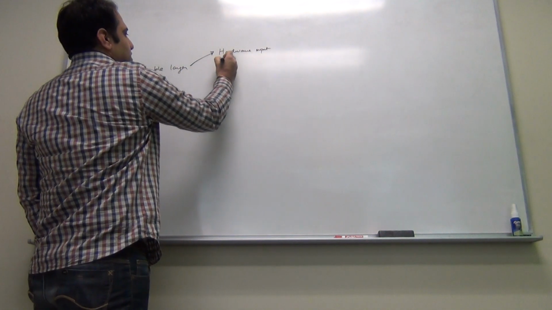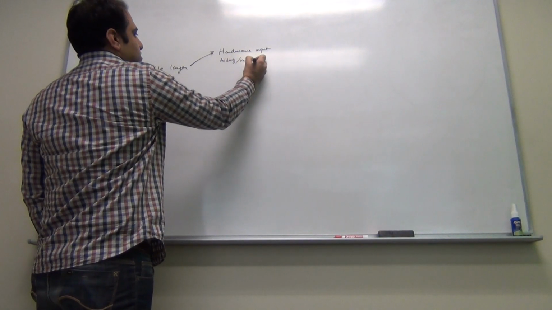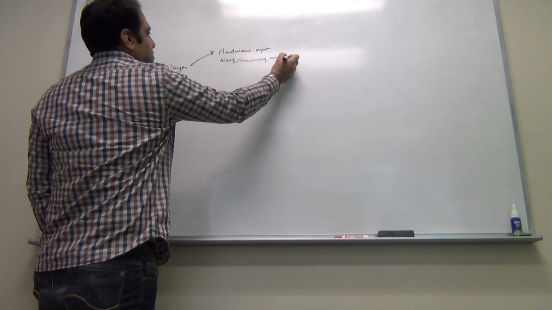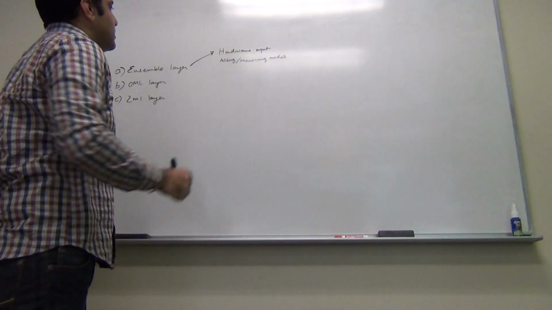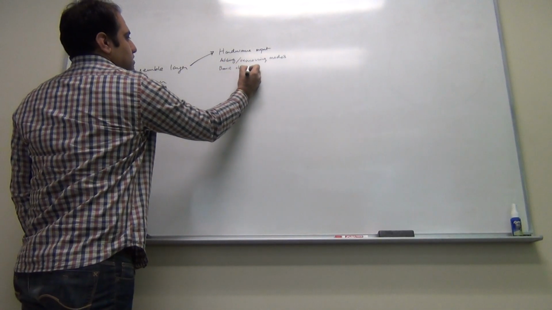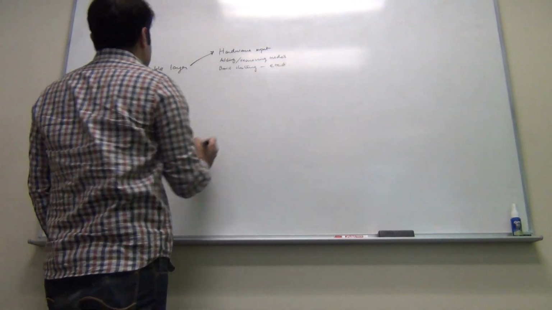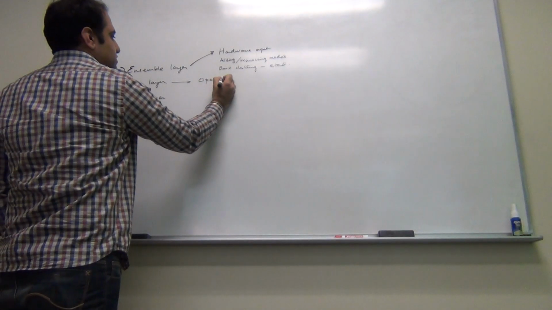So things like adding, removing nodes, and the basic clustering, which involves the use of etcd. The OML layer is responsible for managing OpenStack services.